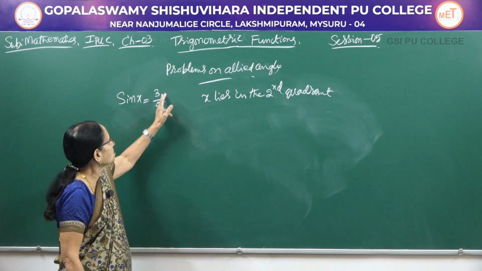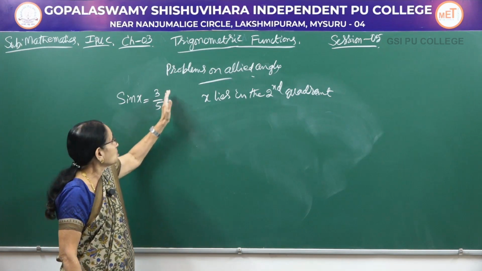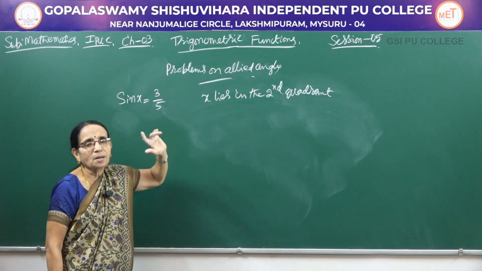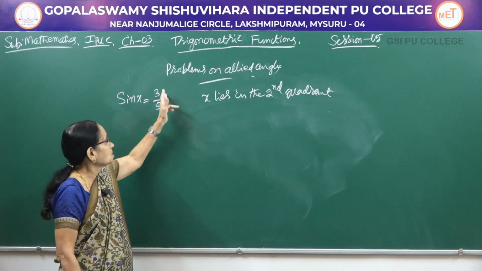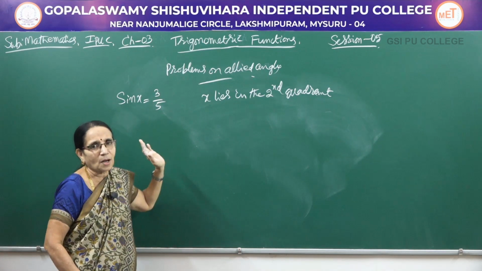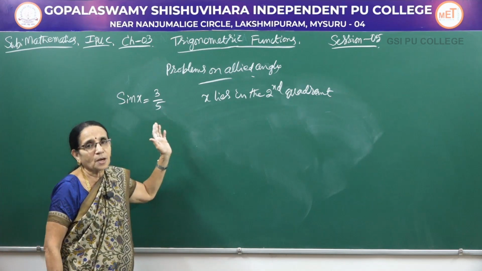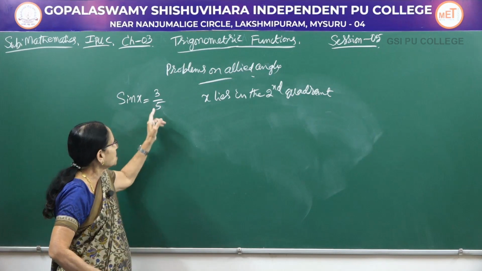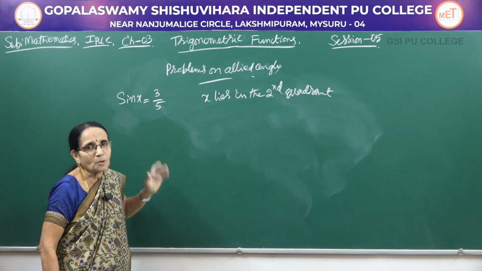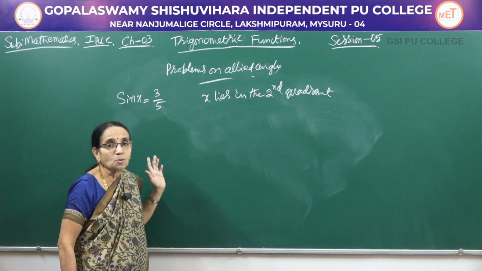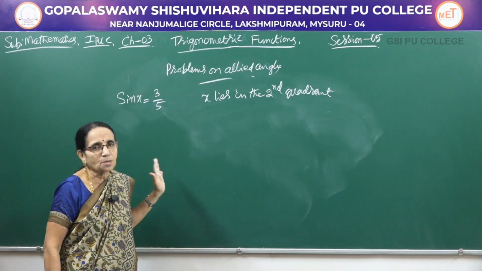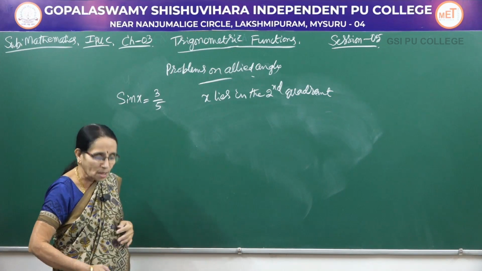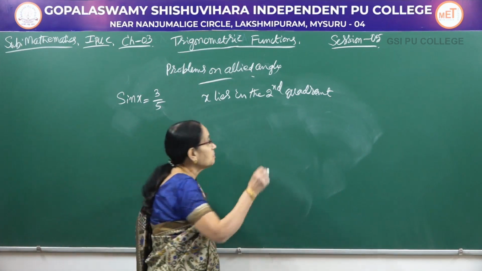Now here it is 3 by 5. So it is a valid value, because you know that the value of sin x lies between -1 and +1. So this is a valid value, but not a standard value. It is not like 30, 45, 60, it is not a standard value but a valid value. So whenever a ratio is given, you can use the identity and get the values of the other functions also. That is also correct. But here I feel it is better you draw the triangle.